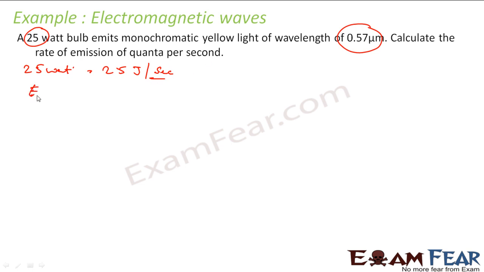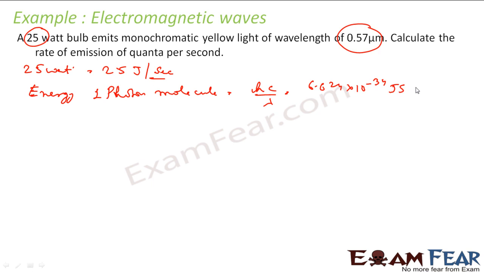So energy of one photon is how much? hc by lambda. So we'll put the values: 6.626 into 10 to the power minus 34 joule second, c is 3 into 10 to the power 8 meter per second, and lambda is 0.57 into 10 to the power minus 6 meter. So we solve, we get 34.87 into 10 to the power minus 20 joule. This is the energy of one photon.